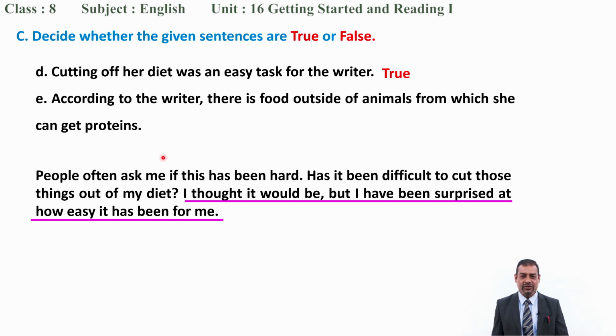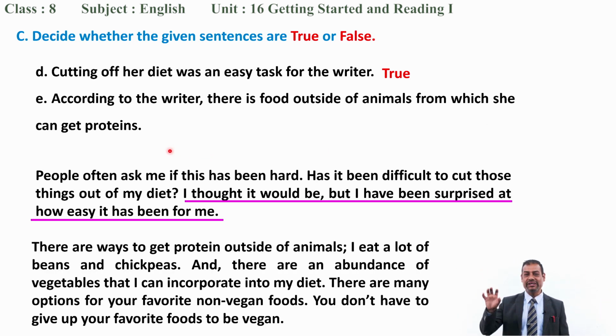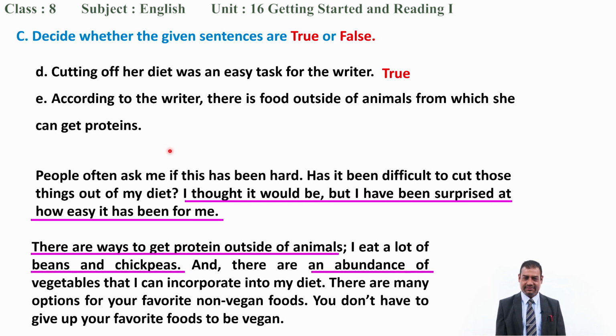Now, next one, according to the writer, there is food outside of animals from which she can get proteins. So, there are other sources also from which she can get proteins, and you can find answers in these lines. See? So, what is it? There are ways to get protein outside of animals. You can see here beans and chickpeas, and an abundance of vegetables. From there we can find proteins.